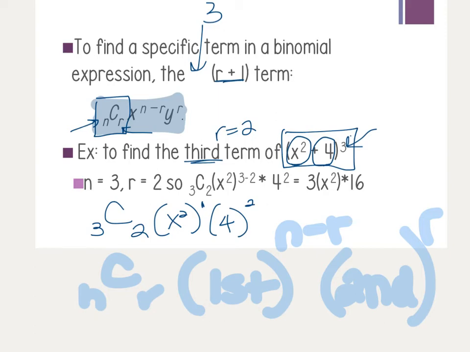Katie? It's like n is the exponent? Correct. Or the term that it's asking for? N is the exponent. The term gets you to r, but it's not even r. So the term is r plus 1. So you would subtract 1 from it to get to the r. So the exponent for where the x is will always be n minus r. R is 1 less than the term.